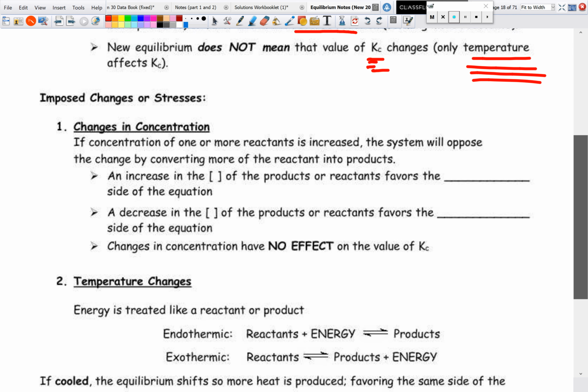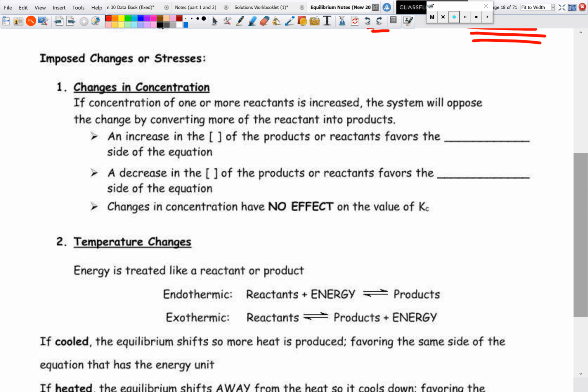The first stress that we can put on a system at equilibrium is a change in concentration. This is done by either adding or removing one of the reactants or products. If the concentration of one or more reactants is increased, the system will oppose the change by converting more of the reactants into products. Another way to think about it: if we increase the concentration of a product or a reactant, it's going to favor the opposite direction.